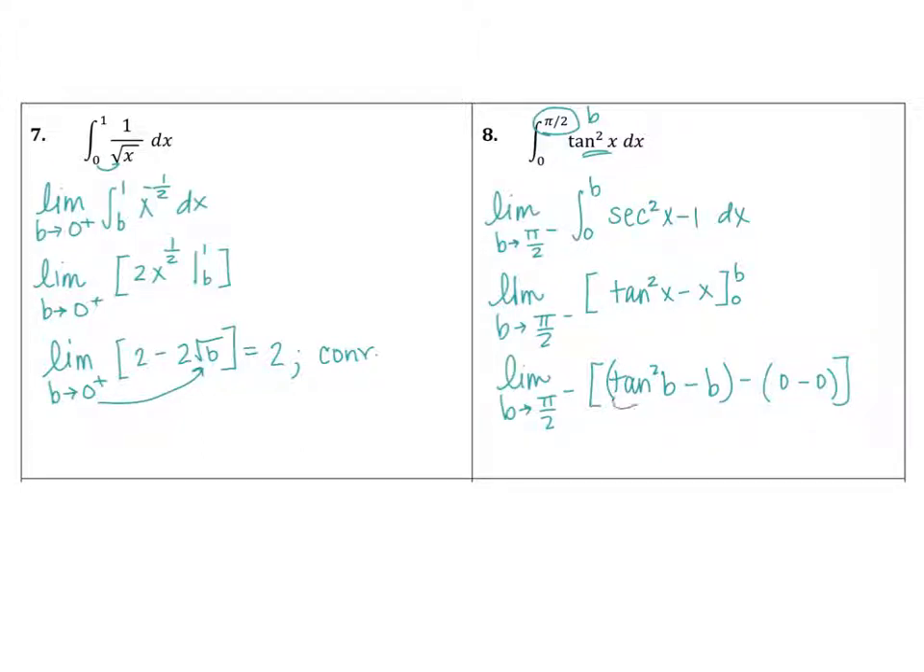So it looks like a lot of this stuff's going to cancel out to 0, but here we need to talk about that asymptote as we're approaching pi over 2. Tangent has a vertical asymptote there, and so this is going to shoot off toward infinity, and therefore this is going to diverge.